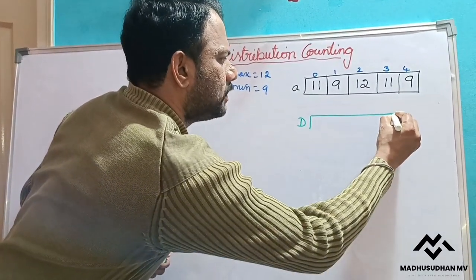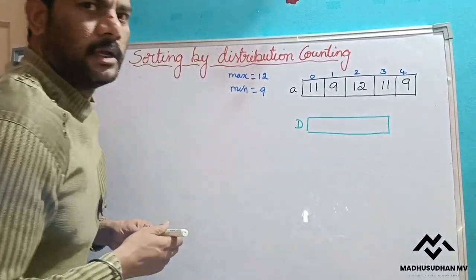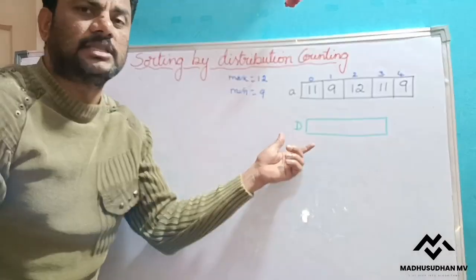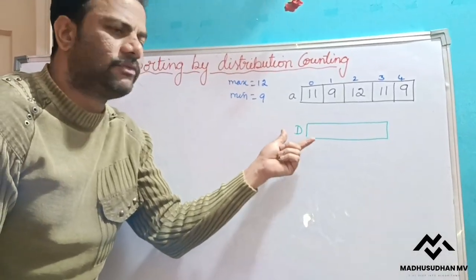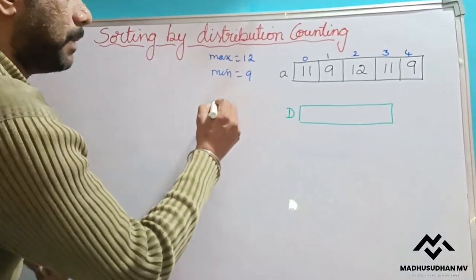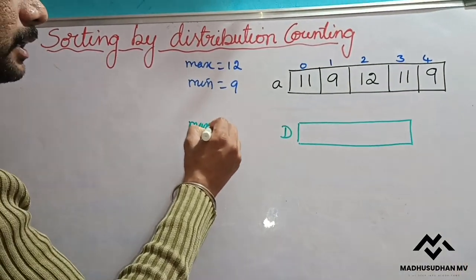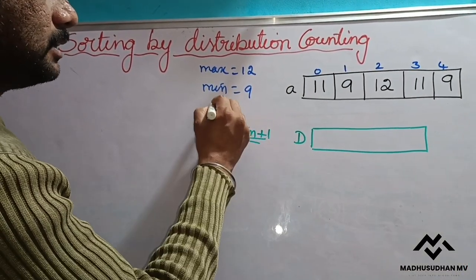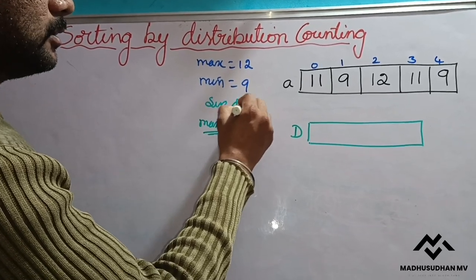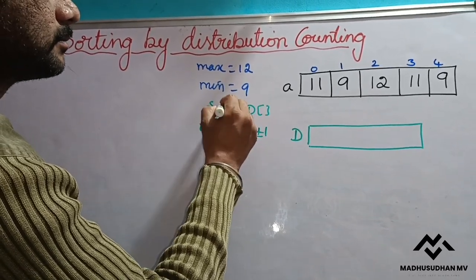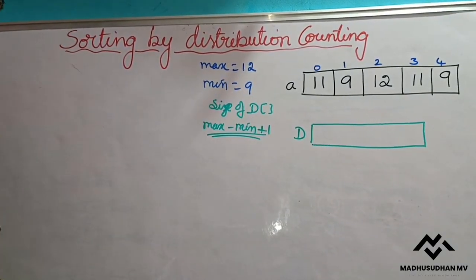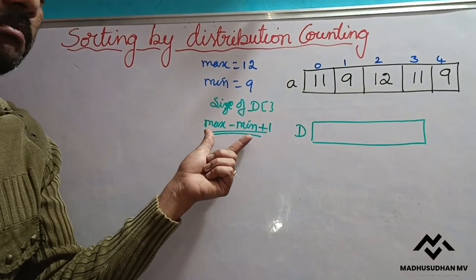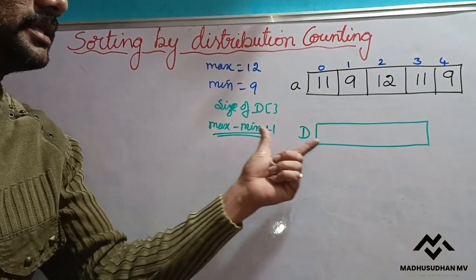Now what is the size of this array D? That is the next question. The size of this array is nothing but the maximum minus minimum plus 1. The size of array D is maximum minus minimum plus 1. That is the size of the array.